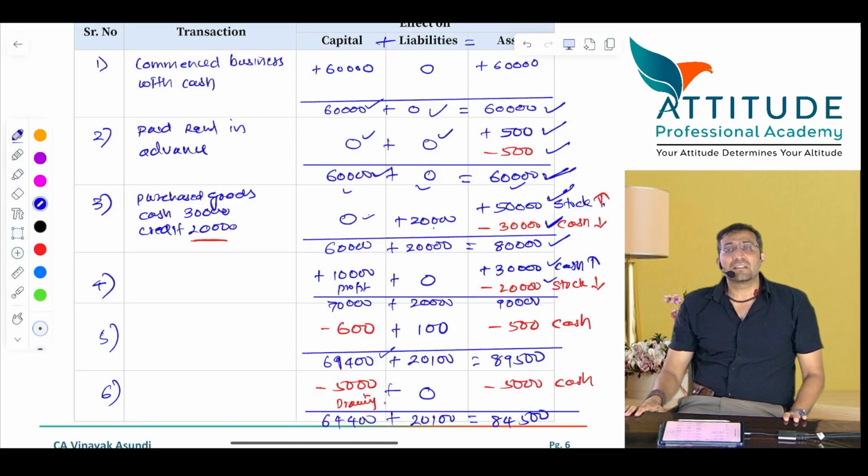Aditi, answer. Debtors. Cash received from debtors. Who are debtors? Asset. Tell me the journal entry.